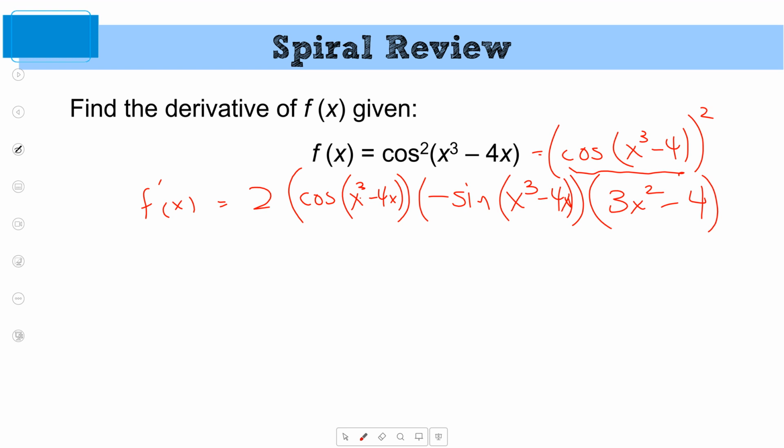Now, do we care about simplifying? No. Could you simplify that? Yes. Is it relevant? No. And how are you going to simplify that? Well, like I said, you move the minus sign out in front of the 2. You distribute the 2 to the 3x squared minus 4. You can't really combine the cosine and sine without getting into some weird double angle formulas, which we're not going to do. So you're done. Okay? Questions? Good. That should be old hat for you now.